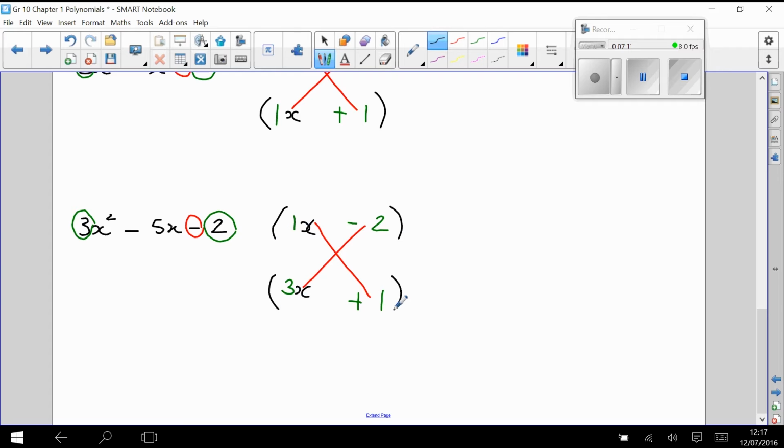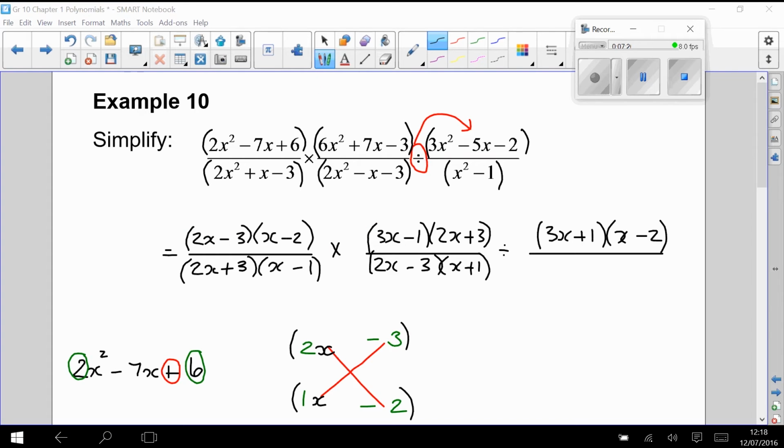trinomial factorization. All that remains is for me to factorize the last denominator, which will be a difference of 2 squares. Completing my difference of 2 squares, my last denominator is going to be x plus 1, x minus 1. Now my whole expression is fully factorized, and what I need to do is change my divide sign to a times sign and tip the fraction that came immediately after.